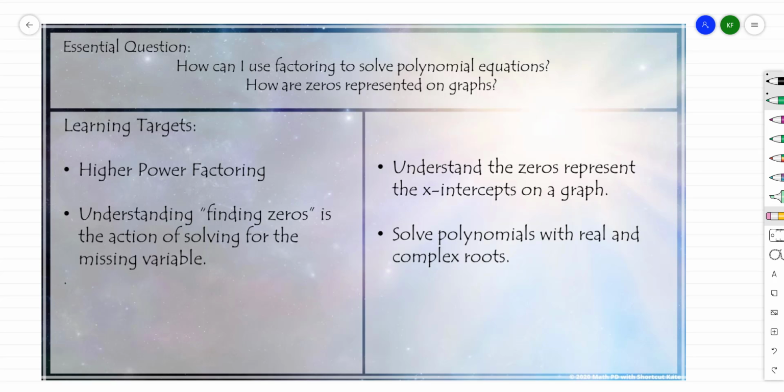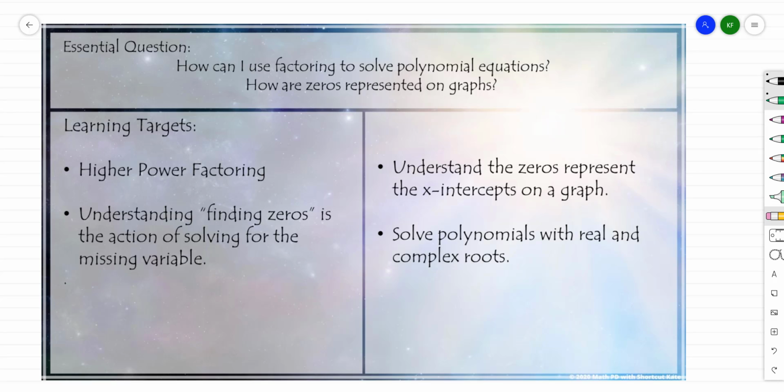Hey everybody, this is a lesson on how to solve polynomial equations. What makes this video different than future videos or lessons is that all of these equations are factorable. So you're using that concept that we've been really trying to help you learn, and now we're going to apply it. So here is the essential question: how can I use factoring to solve polynomial equations?